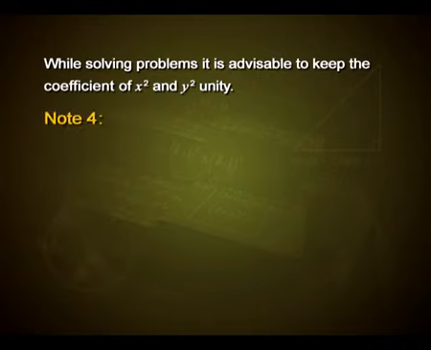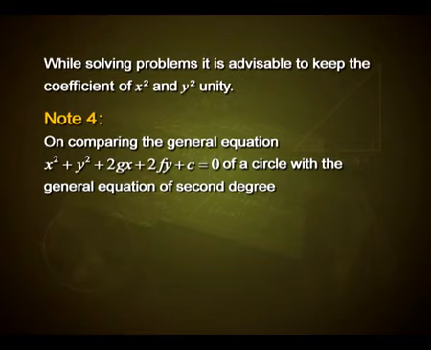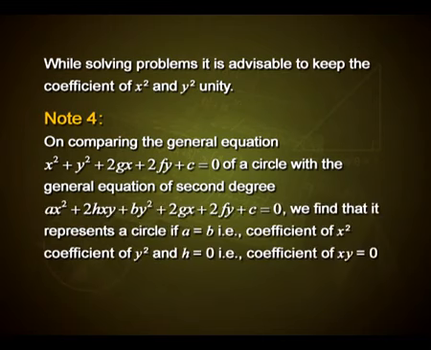We have another point to note here. On comparing the general equation x square plus y square plus 2gx plus 2fy plus c is equal to 0 of a circle with the general equation of second degree a x square plus 2hxy plus b y square plus 2gx plus 2fy plus c is equal to 0, we find that it represents a circle if a is equal to b, that is, coefficient of x square is equal to coefficient of y square and h is equal to 0, that is, coefficient of xy is equal to 0.